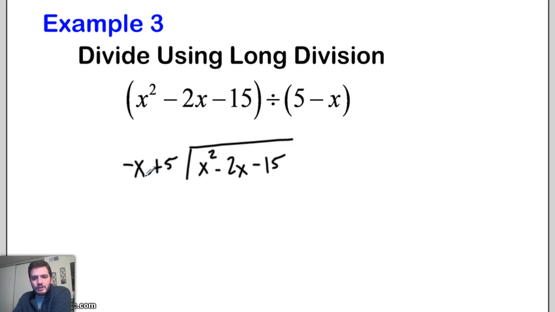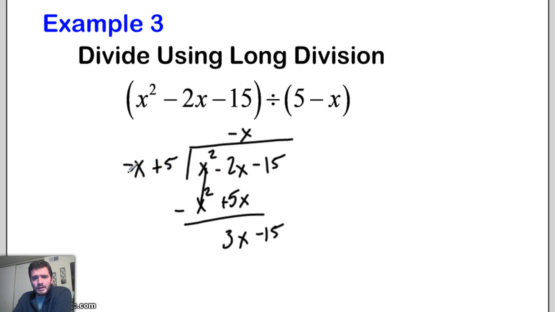The first question you're going to ask is, again, what do you need to multiply negative x by in order to get x squared? Well, that's going to be negative x. So negative x times negative x is positive x squared, and then negative x times 5 is negative 5x. Now go ahead and subtract. This is going to become plus. So the x squareds cancel, and this will become 3x. Bring down my negative 15.